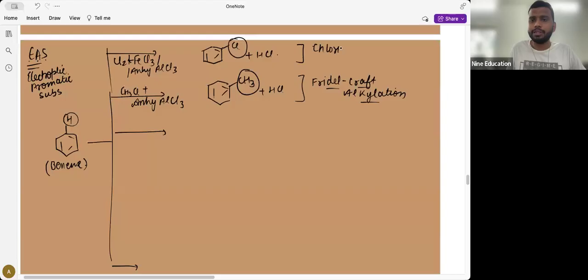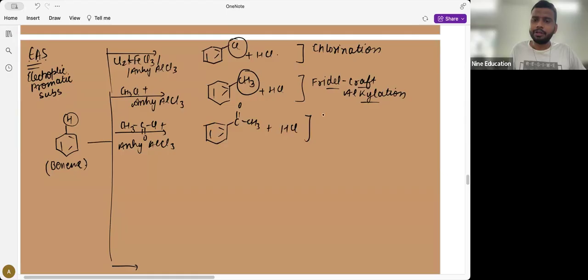First was chlorination. Next was Friedel-Crafts alkylation. Next एक और देखें. Let's say we have CH3COCl with anhydrous AlCl3. This all you know. This is known as what? We put COCH3 on benzene ring, and this is known as Friedel-Crafts acylation. We put acyl group on the benzene. This is acyl group. This is known as Friedel-Crafts acylation.